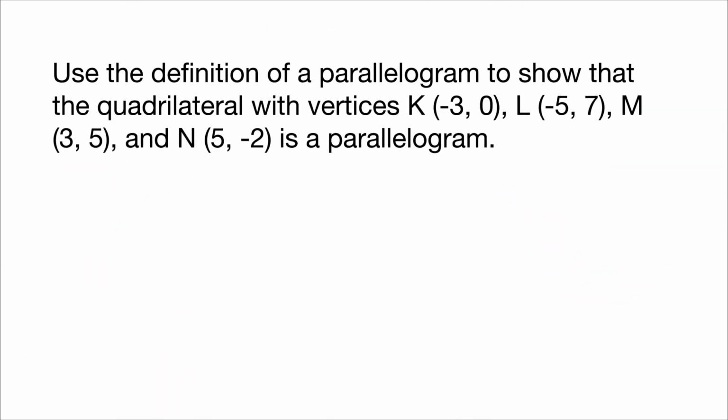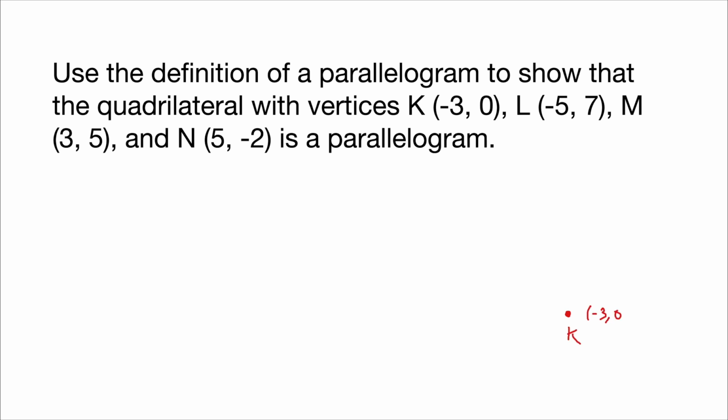Okay, so this one says, use the definition of a parallelogram to show that a quadrilateral with vertices K (-3, 0), L (-5, 7), M (3, 5), and N (5, -2) is a parallelogram. So the first thing I'm going to do here is I'm just going to sketch.